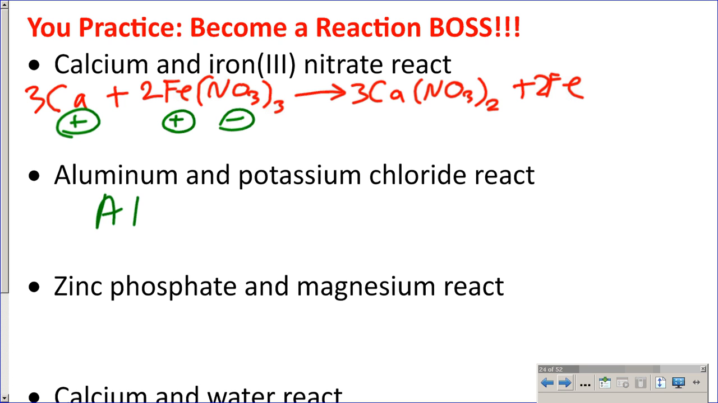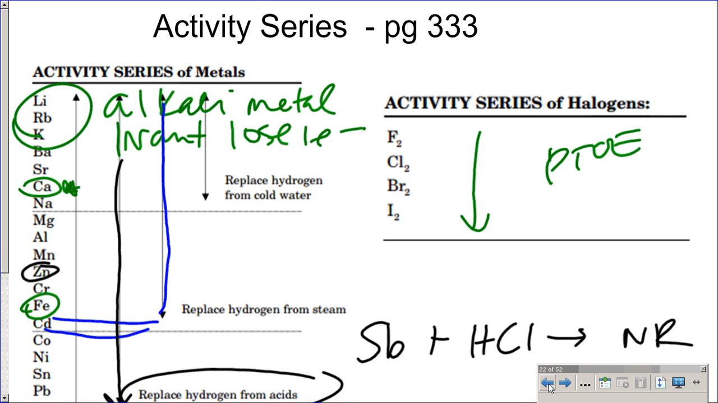Aluminum, potassium chloride. No reaction. Because, what do you notice about this? It's an alkali metal. It's very, very active. You can probably assume that aluminum is not as active, but then you can verify that. You don't have to memorize this, baby. You just have to know how to use it. Potassium's high, aluminum's low. Potassium will replace aluminum, but not vice versa. Aluminum will not replace potassium.